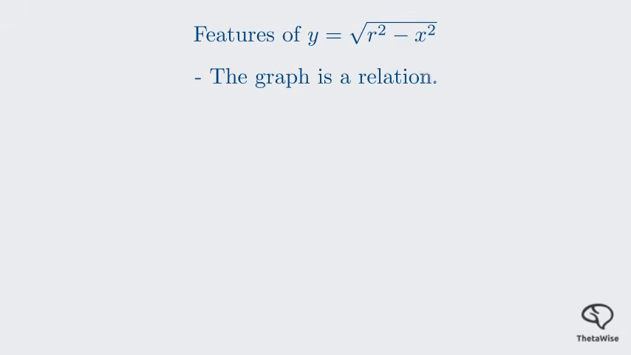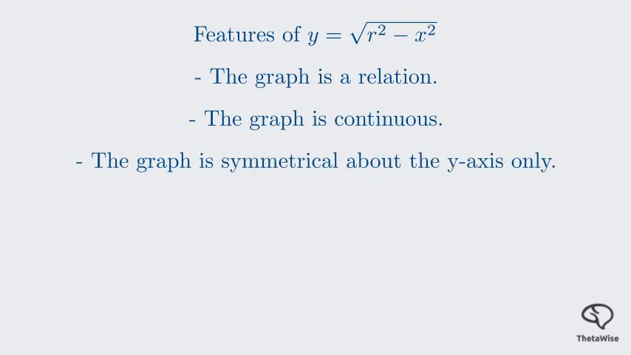Now, let's look at the key features of this graph. First, the graph is a relation. The equation defines a relationship between x and y. Second, the graph is continuous. This means it has no breaks or gaps. Third, it is symmetrical about the y-axis. You could fold the graph along the y-axis and the two halves would match perfectly. Its domain, the set of all possible x values, is from negative r to positive r, inclusive. Looking at the graph, you can see the horizontal extent is from negative r to r.